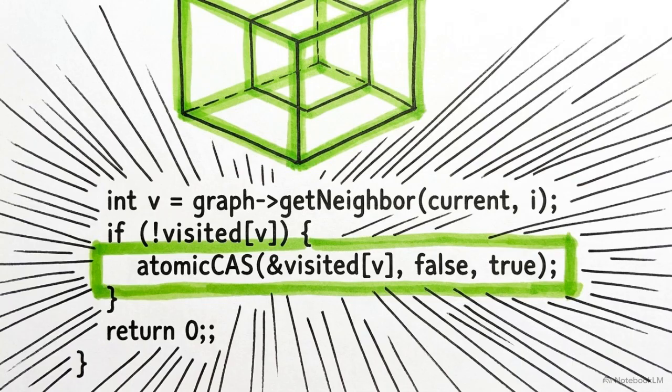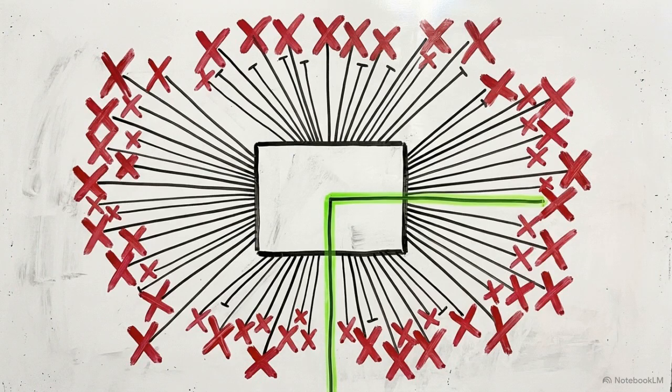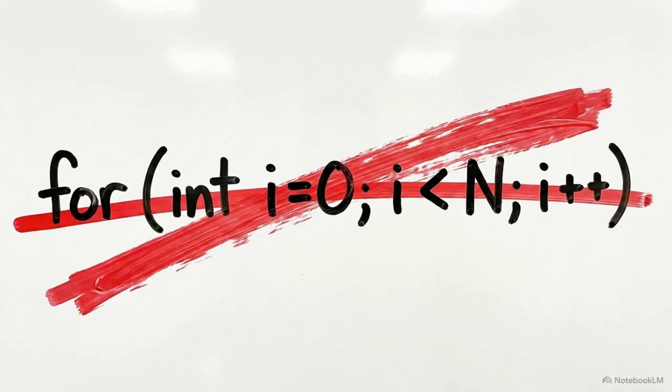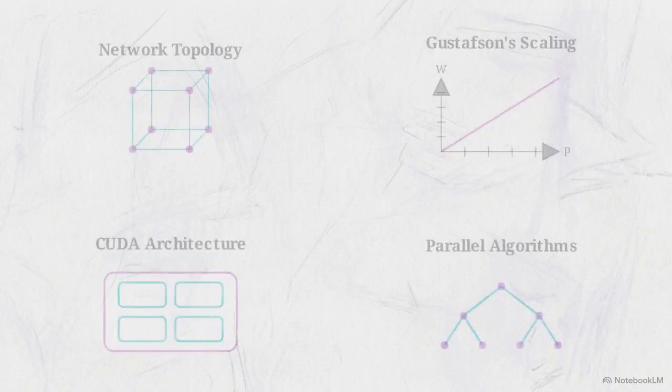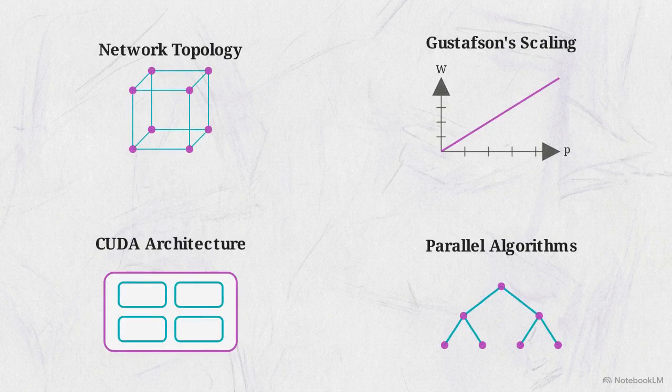To prevent this, your algorithm must use an atomic compare and swap operation. This hardware-level lock ensures that even if 1,000 threads check a vertex simultaneously, only one thread successfully claims it. Standard software loops fail at this scale. Algorithms must be mathematically restructured into logarithmic tree topologies and shielded by atomic hardware locks to survive execution on parallel arrays. The entire HPC stack functions as a singular pipeline.